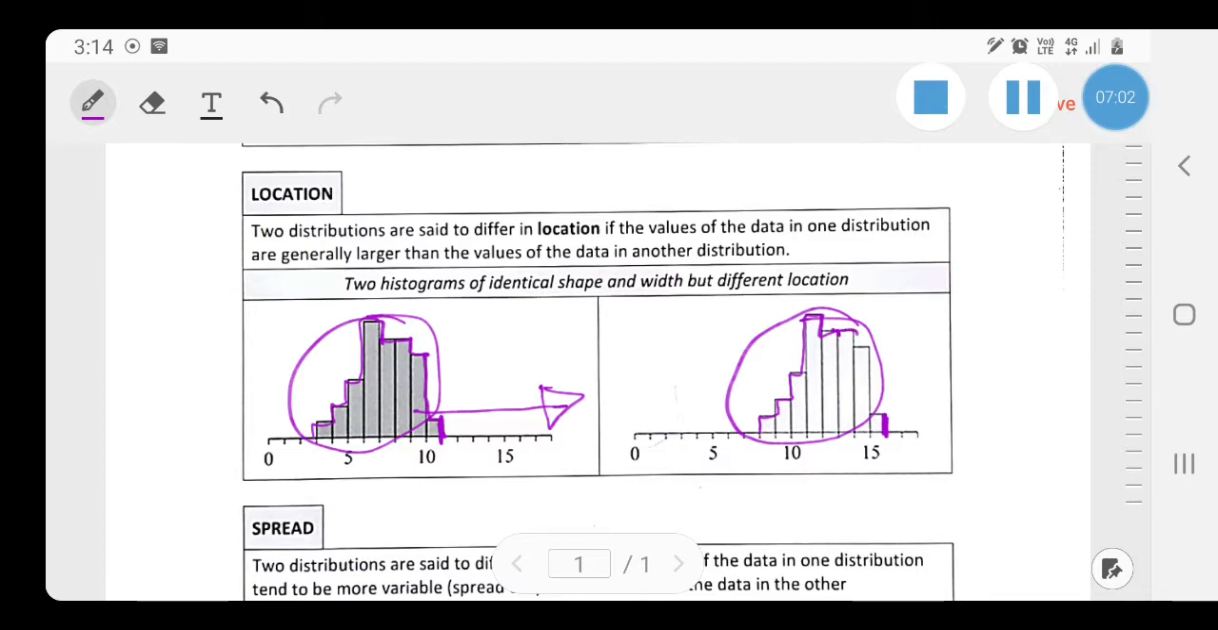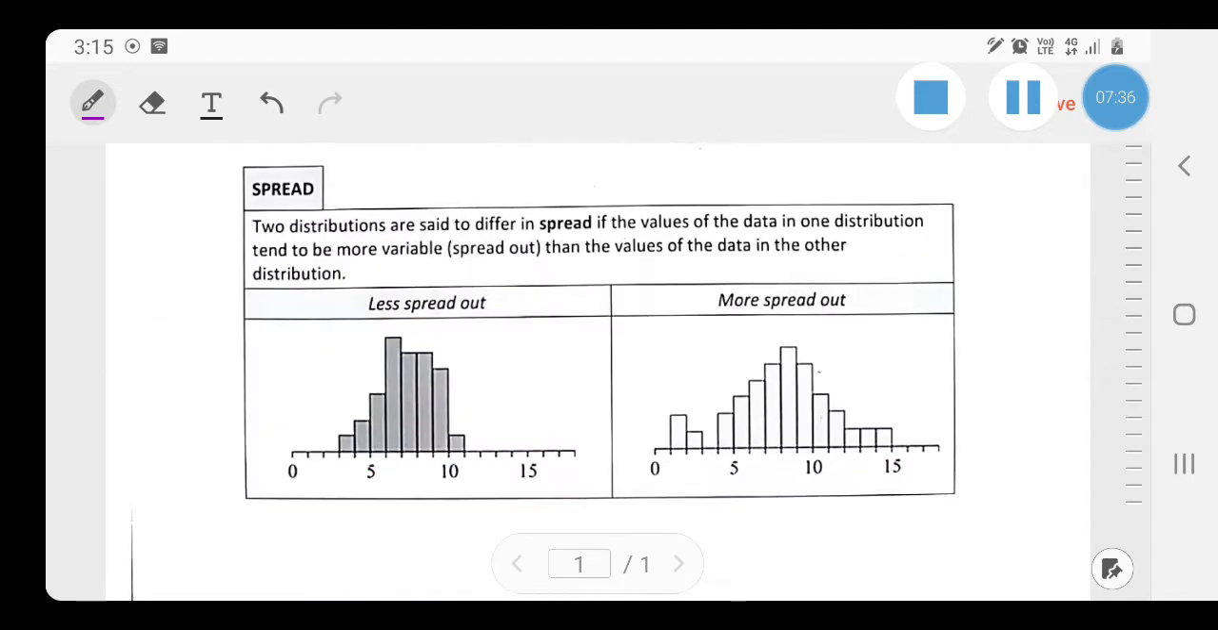So each one of those columns, those bars, would have the same frequency value on the frequency axis, but the horizontal value, whether it be score or whatever the case might be, is different, okay? So it's just a translation from left to right, but the shape of the actual columns is exactly the same from one graph to another. So that is location.